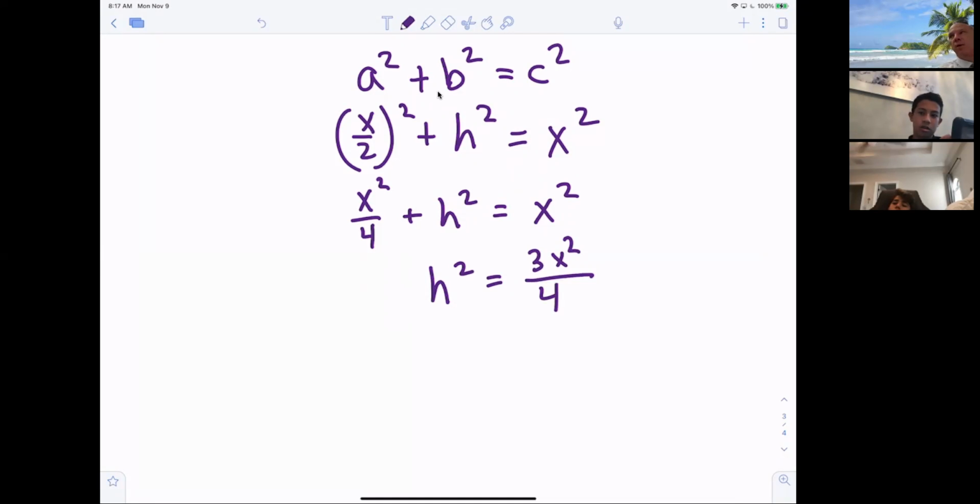For some reason, that's difficult for kids. I don't know why. Why is h squared 3x squared over 4, or 3/4 x squared? Tell me. Right, I just don't understand that, guys. This is what? 1x squared. This over here is technically what? 1/4 x squared. So what's 1x squared minus 1/4 x squared? 3/4 x squared.